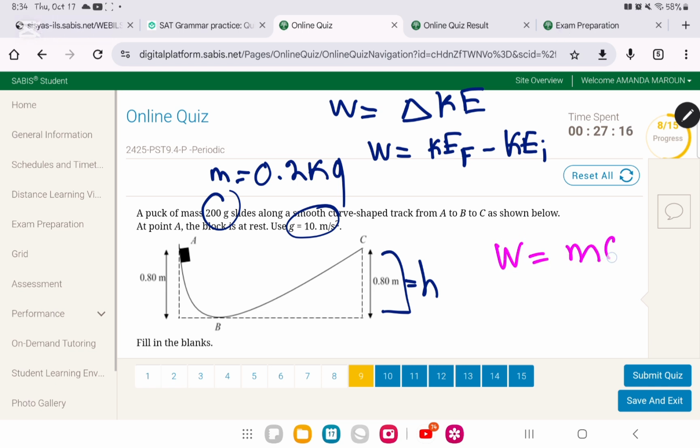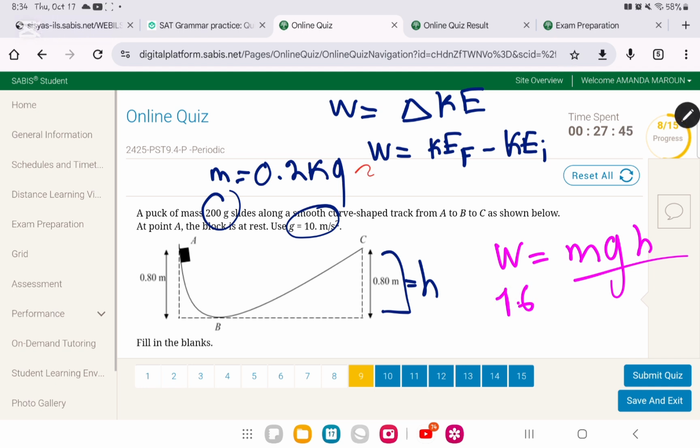Work is equal to m times g times h. Here we will not put plus or minus because they didn't tell us gravity, they didn't tell us gravitational potential energy. So if they didn't give us if it's gravity or GPE, we will use it as plain mgh. So what is the m? It's 0.2. What is the g? It is 10. And what is the h? It is 0.8 meters. So the work is then 1.6.